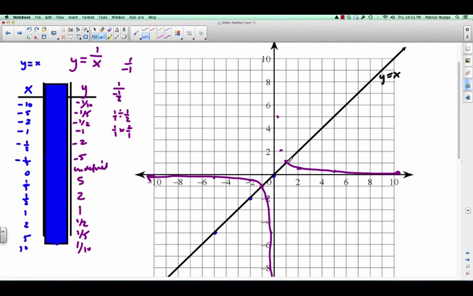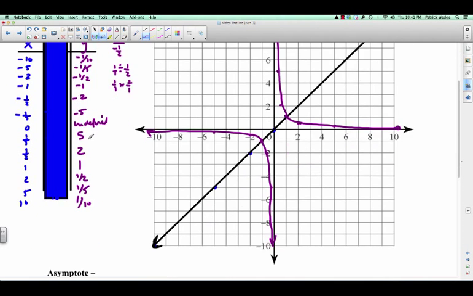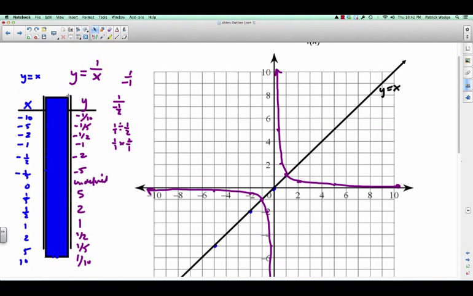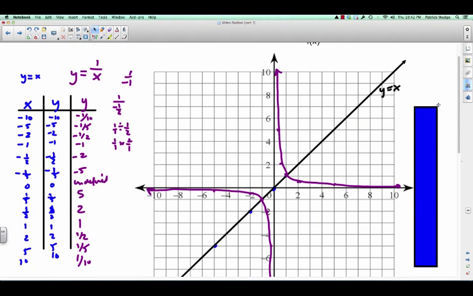And good luck to me drawing this. Gets closer and closer, but never touches that axis. Not bad. That's the graph. The purple one's the graph here. Now, I want you to look at a couple very important points here. One is this point right here, and one is this point right here.